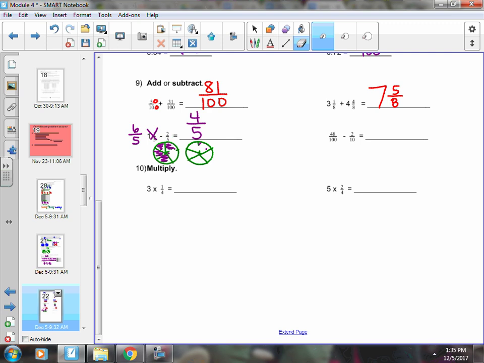Last one, 48 hundredths minus 2/10. Again, make those denominators the same. Now I can subtract. 48 minus 20 equals 28, 28 hundredths.